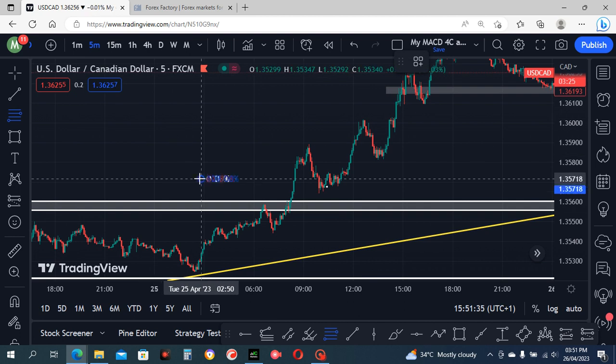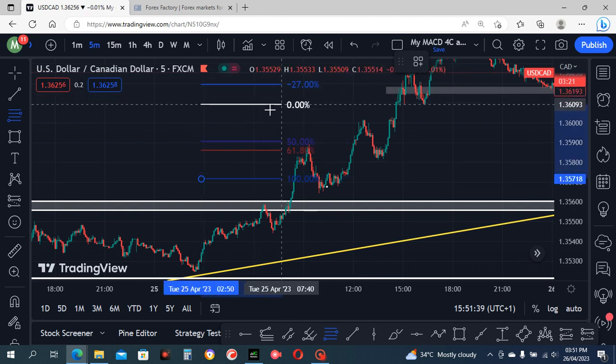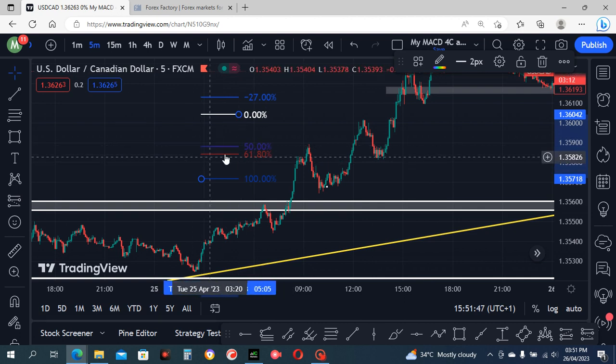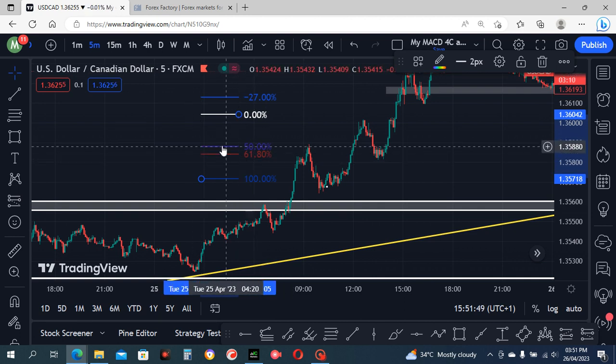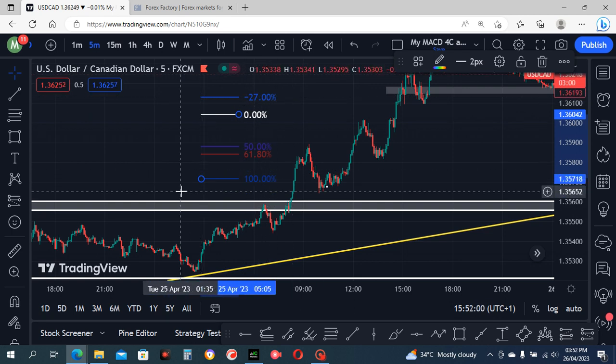So on my Fibonacci, I have two levels I use for my pullback. For pullback, I use the 50% level and the 61.8% level, then the 0% level as my first take profit, and the negative 27% level as my second and last take profit. And so that's what I do.